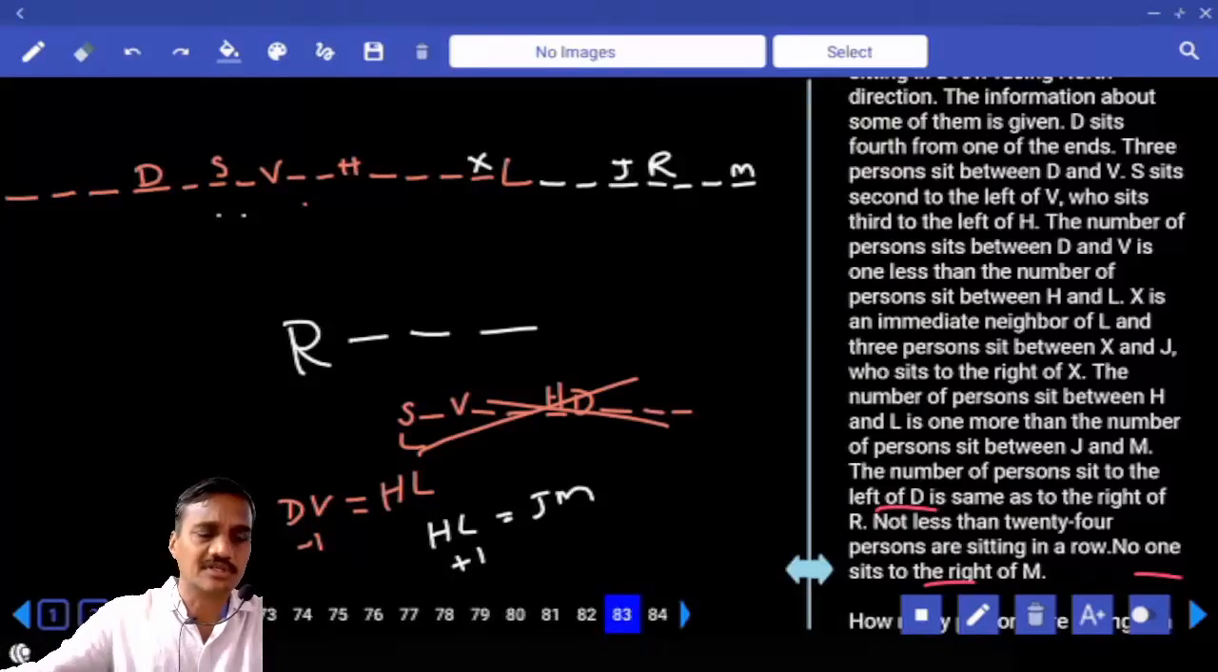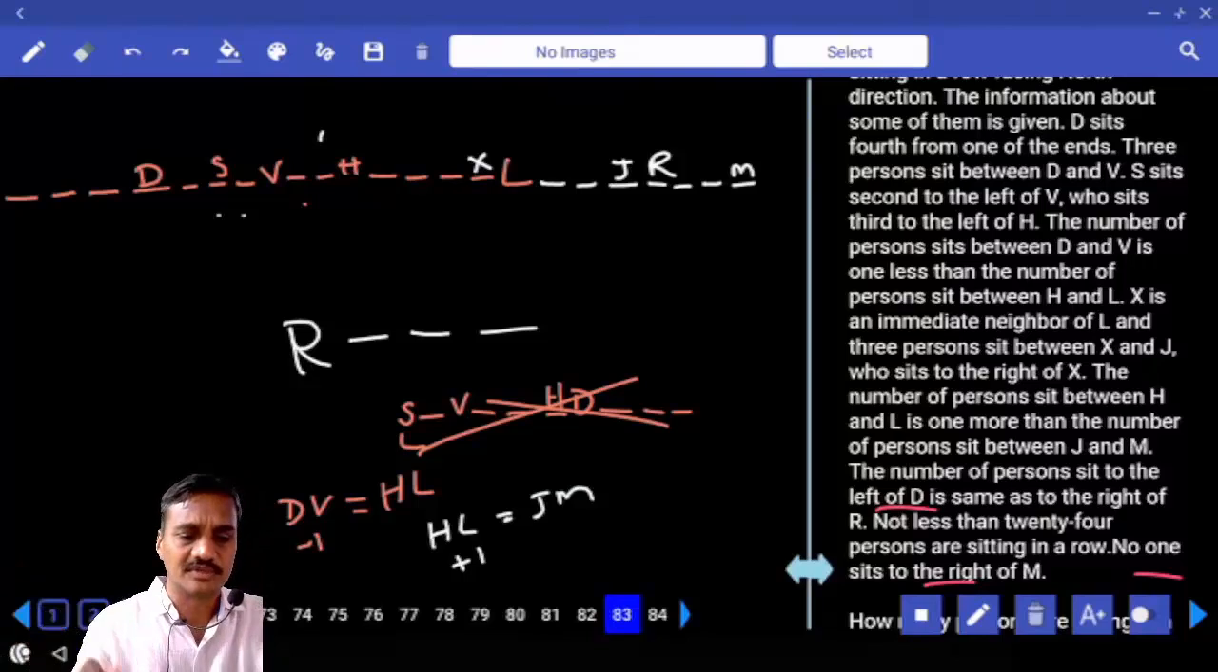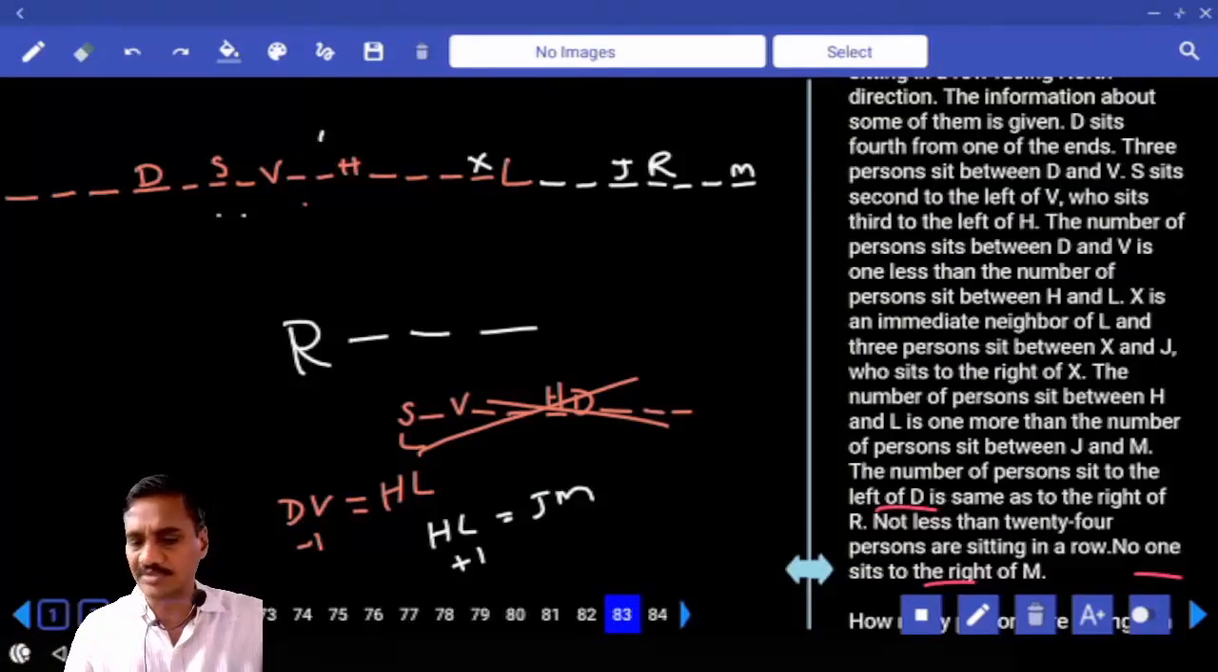How many persons are there? 3, 4, 5, 6, 7, 8, 9, 10, 11, 12, 13, 14, 15, 16, 17, 18, 19, 20, 21, 22, 23. There are 23. Do all our conditions match?